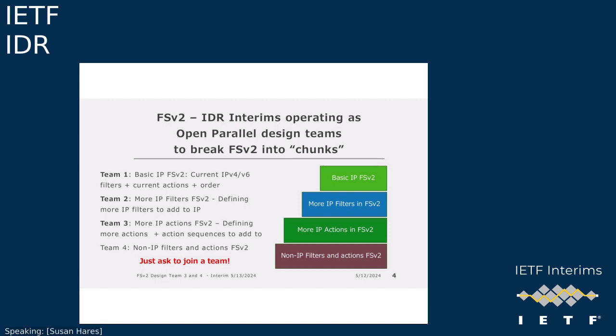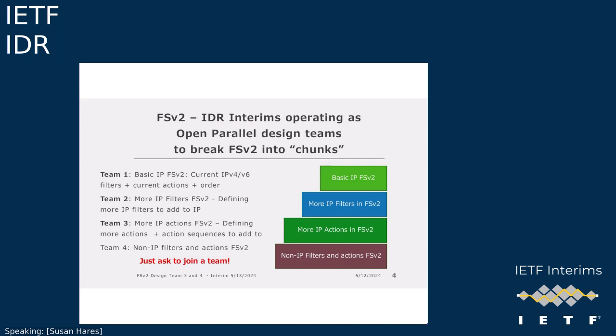So our real focus is, do we have the right amount of functionality in the basic IP FlowSpec V2 spec? Our focus is currently to have the current V4 and V6 filters from V1, current actions from the extended community, and ordering, user ordering. The feedback we got from initial implementers is that was enough, just add ordering.